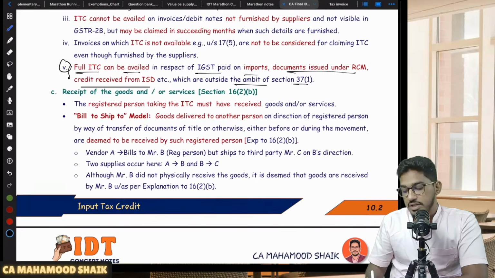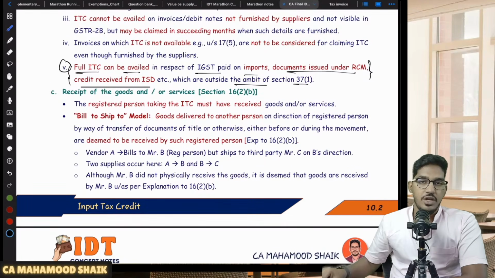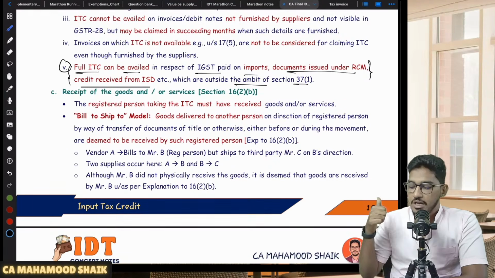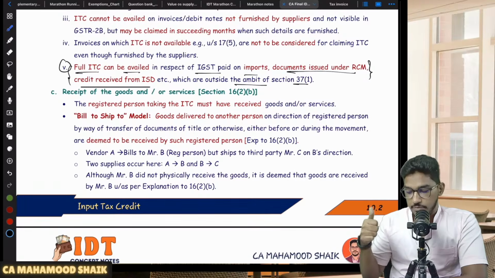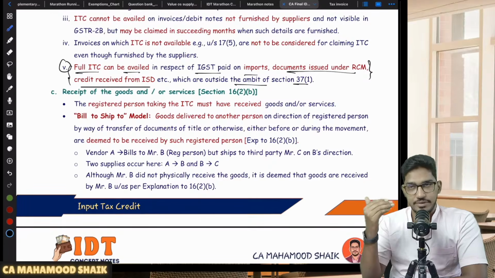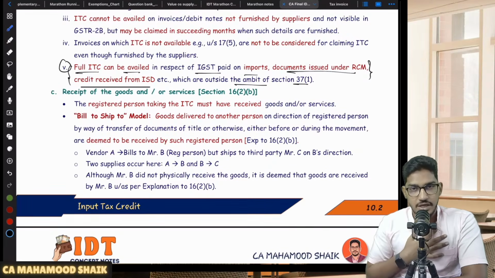That means even though this information is not reflected in your GSTR-2B, you can still claim ITC with respect to it. So what are the things which are not required to be reflected in GSTR-2B, but still we can claim ITC? IGST you are paying on imports, documents issued under reverse charge mechanism, credit which you are receiving from ISD. These things, even though not reflected in your GSTR-2B, you can still take. The usual ITC on purchases from another person, that is forward charge mechanism related input tax credit, must get reflected in your GSTR-2B. Then only you can take the ITC.